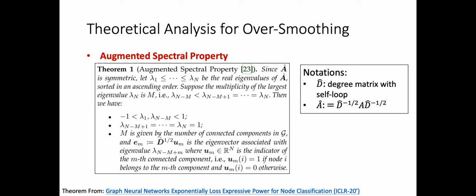First, lambda 1 and lambda n minus 1 should be larger than -1 and smaller than 1. Second, lambda n minus m plus 1 is equivalent to lambda n, which equals 1. Finally, let m be the number of connected components in the graph G, and we construct the eigenvector em, where u m is the indicator of the m-th connected component, which means u m i is equal to 1 if node i belongs to the m-th component, otherwise u m i is equal to 0. Then this em is the eigenvector associated with the eigenvalue lambda n minus big M plus small m.